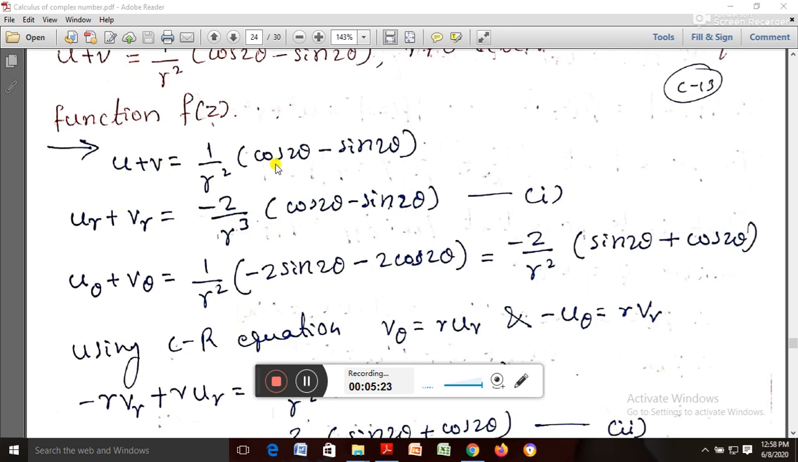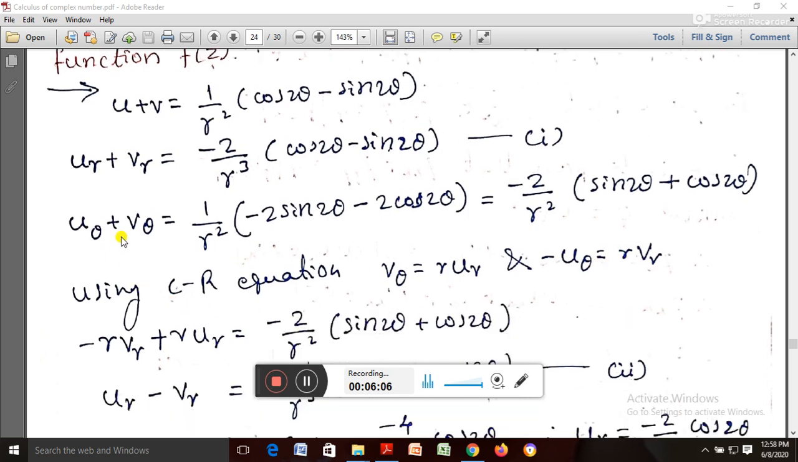Now differentiate with respect to theta, we get u theta plus v theta is equal to 1 by r square as a constant, and differentiating cos 2 theta gives minus sin 2 theta into 2, and minus sin 2 theta gives minus cos 2 theta into 2. So take minus 2 common, we get minus 2 by r square into sin 2 theta plus cos 2 theta. Here u theta and v theta are there, so make them ur and vr so that we can find ur and vr. For that we use the CR equations, that is v theta is equal to r into ur and minus u theta equal to r into vr.